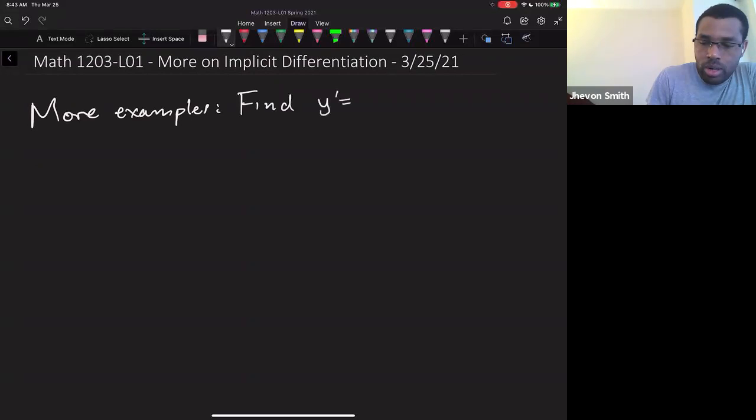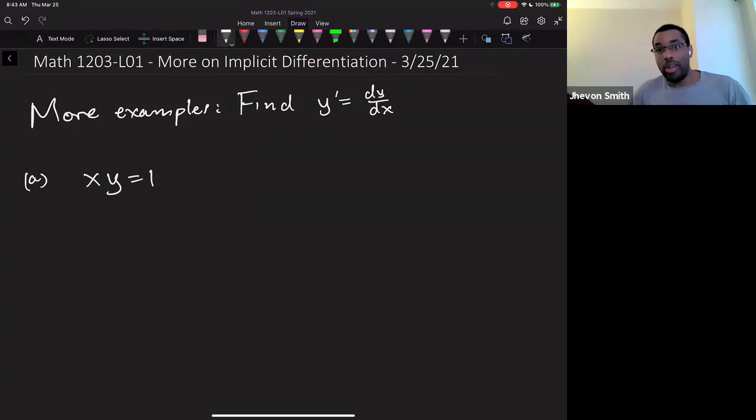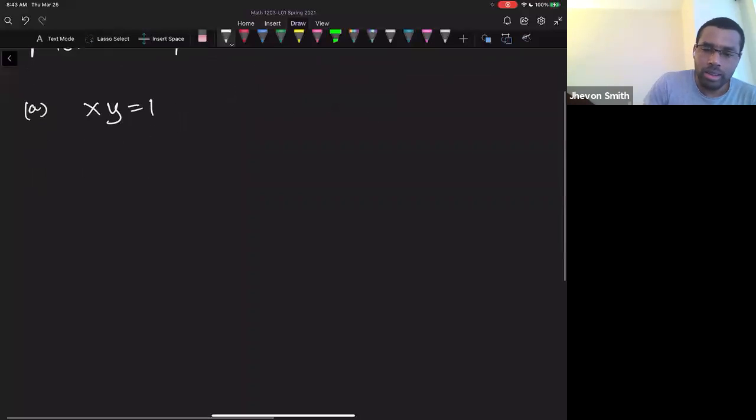Find y prime equals dy dx. Okay. And here's our first example, very simple: xy equals 1. It's going to start very basic, just to show you how you would do something like this with implicit differentiation, and also point out the fact that we could actually do this without it.